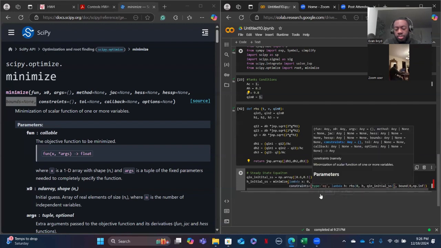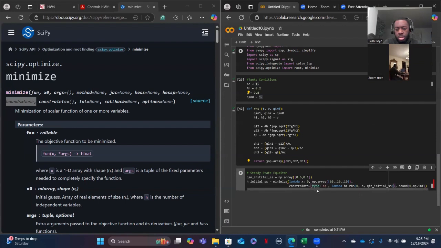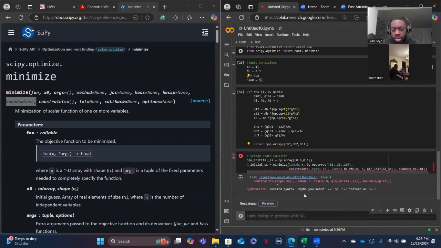I need to check this. That should be right. I think it's the type. Is it equal? I know I messed up. Yeah, it has to be equal. Constraints.